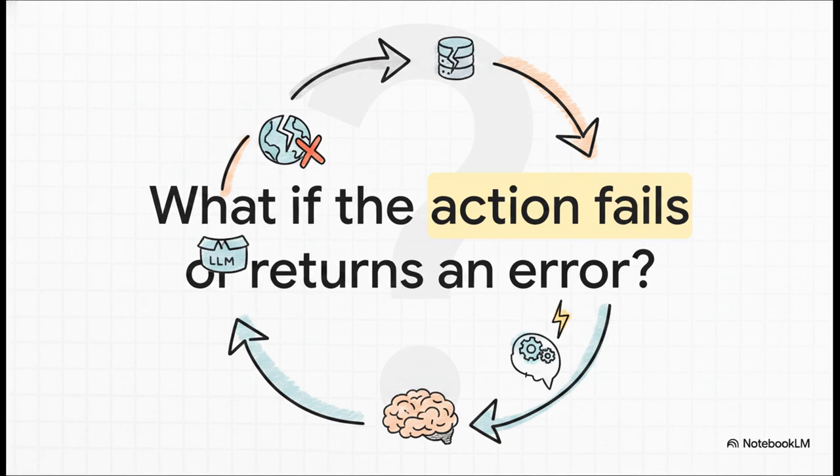It actually realizes, oh, okay, that API endpoint failed, I'm going to try this other search tool instead. That self-correction is exactly what makes these agents truly autonomous.